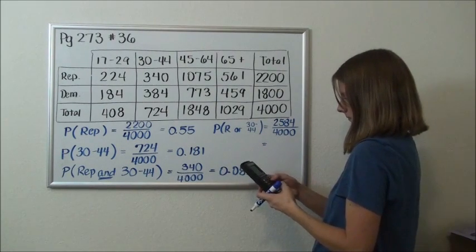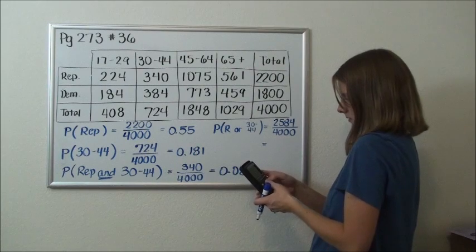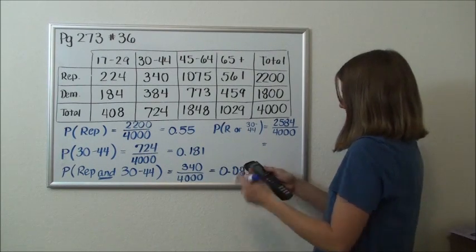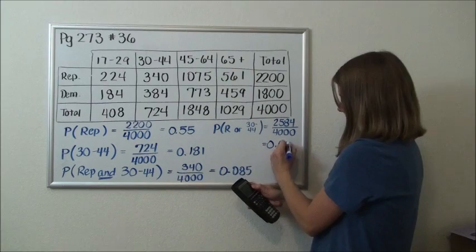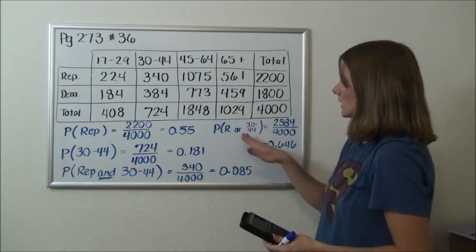Oh dear. So that gives me a decimal of 0.646, and so that's the "or".